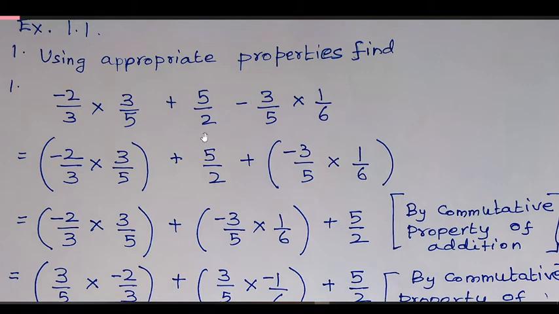Okay, so in this sum what you have is three terms. But since it is written like this, it is confusing what the three terms are. The terms are those numbers separated by plus or minus. Here, minus 2 by 3 into 3 by 5 is one term, then plus 5 by 2, there is no multiplication with this 5 by 2, so this is the second term. Then finally minus 3 by 5 into 1 by 6.